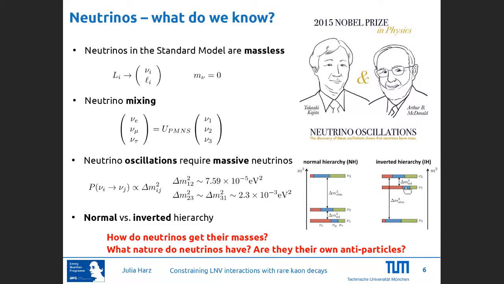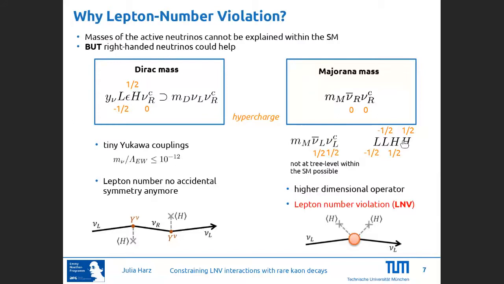So in principle, even though we don't really know how they fit in, we already know quite a lot. The main question is, of course, how do they get their masses? What nature do neutrinos have? For example, are they their own antiparticles? And so on. So how does lepton-number violation come into the game?